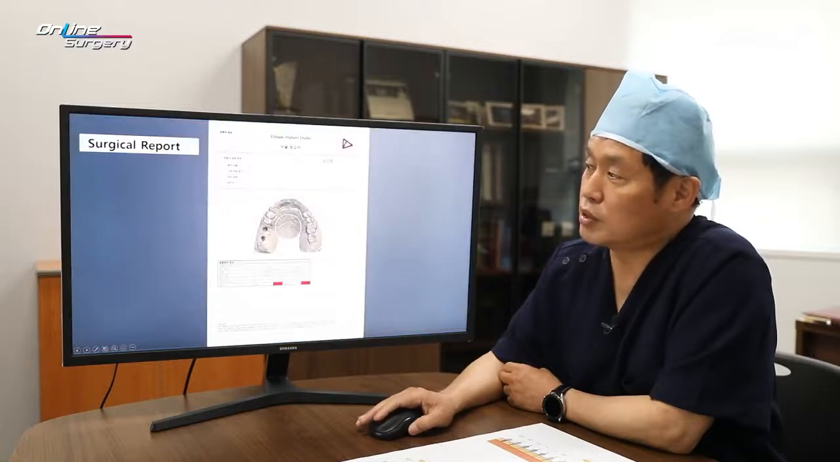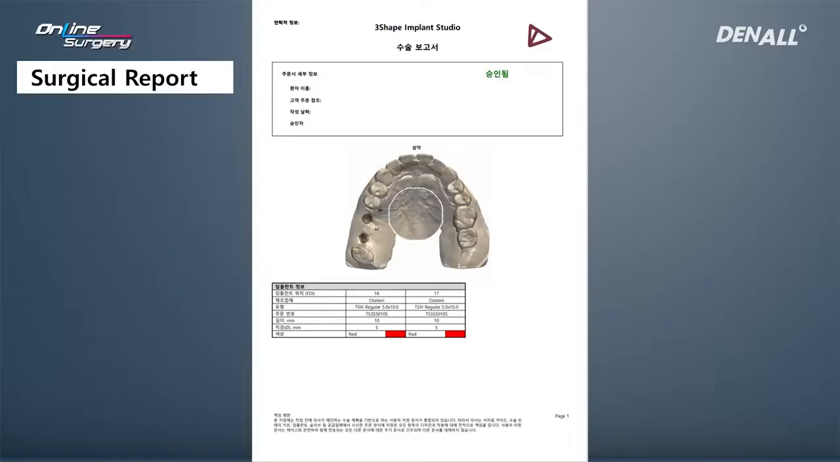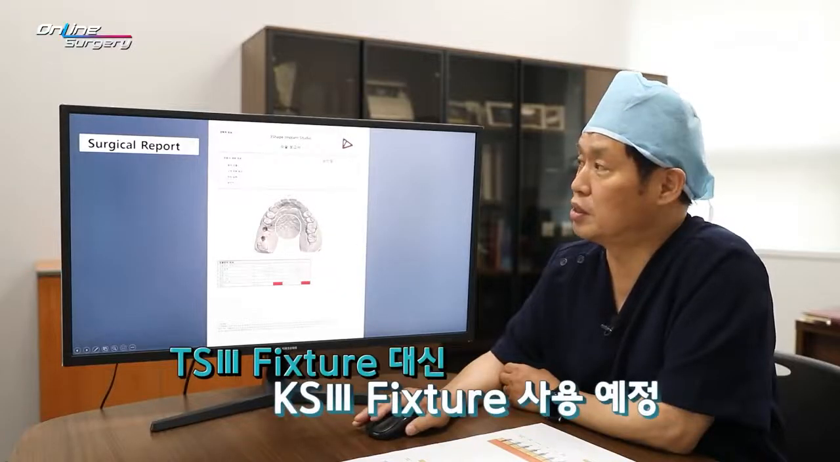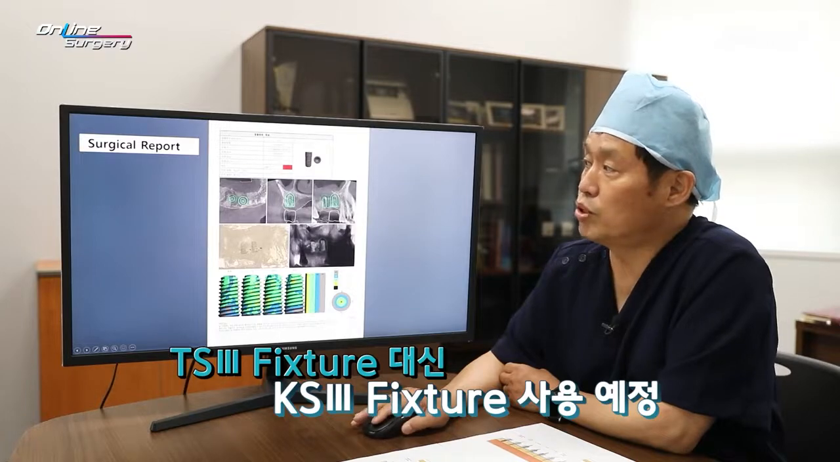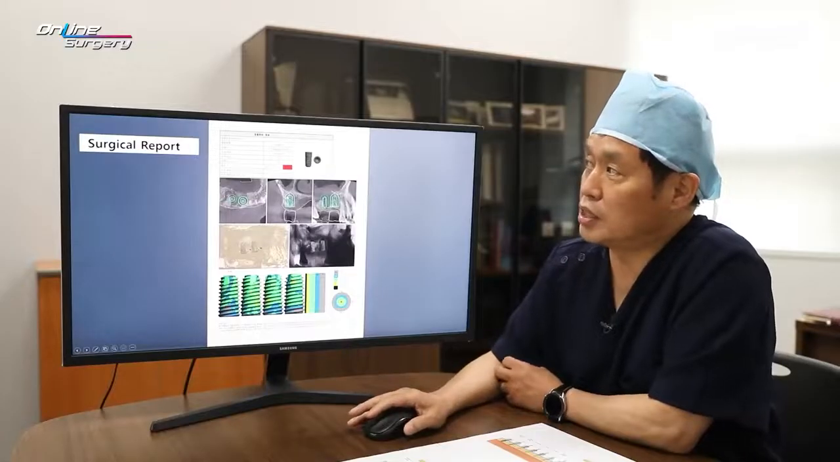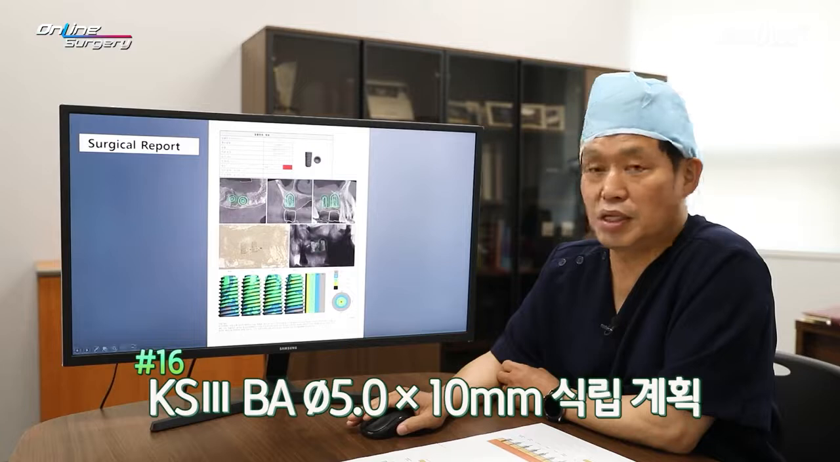In the surgical report, for number 16 and 17, OneCAS was decided to be used. In the surgical report, TS3 was recommended. However, I decided to use the KS3 implant. In number 16, the residual alveolar bone is 10 millimeters and is sufficient. In number 16, I'm guessing the bone will be slightly soft, like D2 to D3. A KS3 5.0 by 10 millimeter implant was planned.